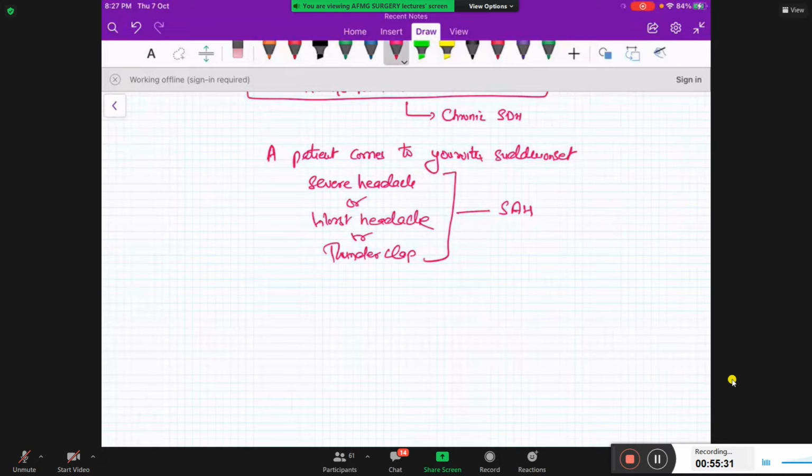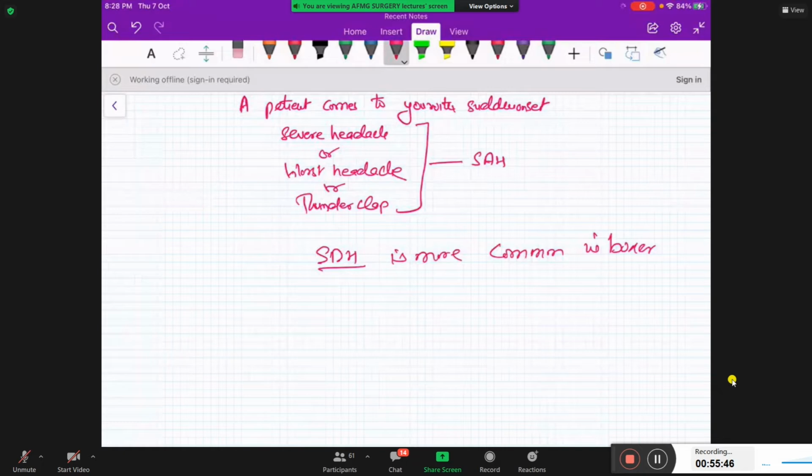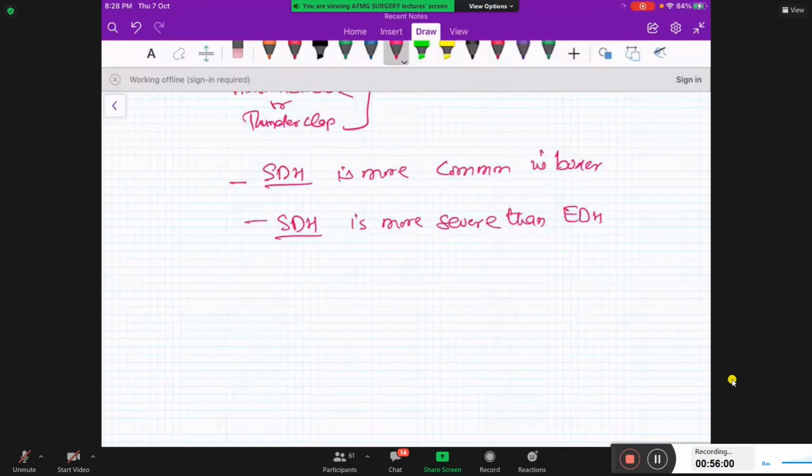Now, SDH, an important point for us to know. SDH is more common in boxers, and SDH as a head injury is more severe than EDH. You should know these points.